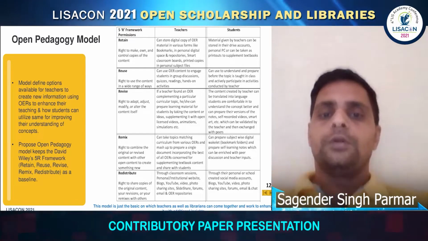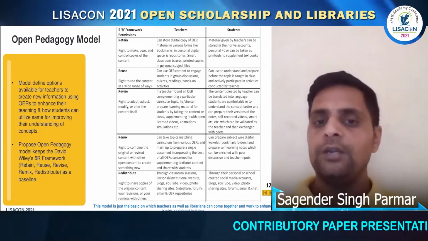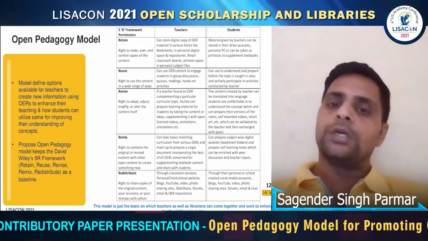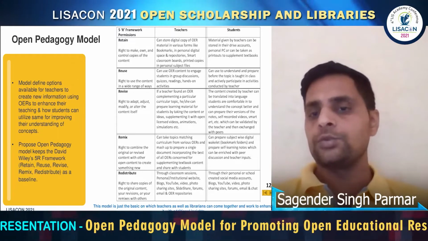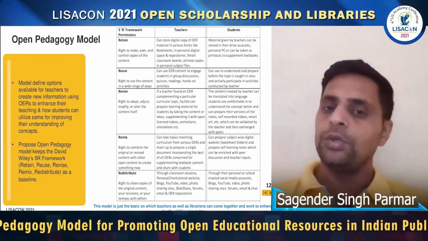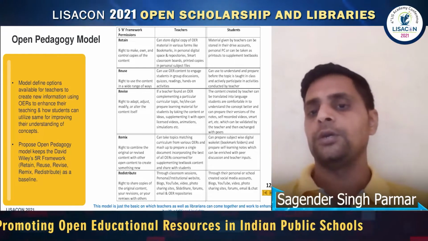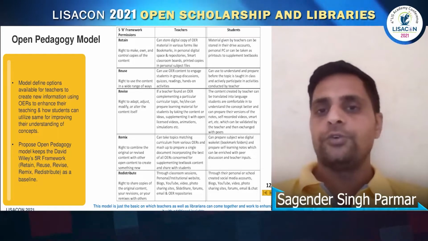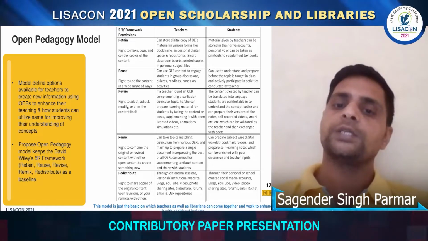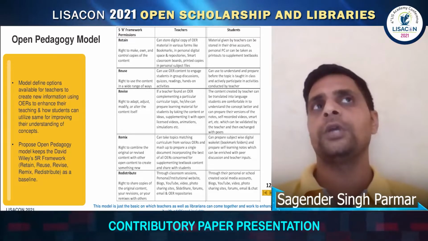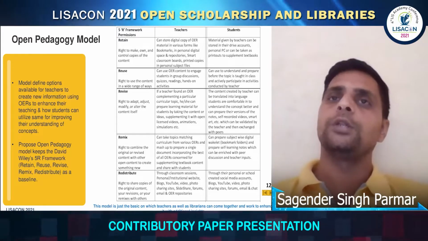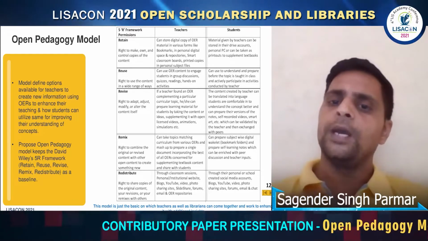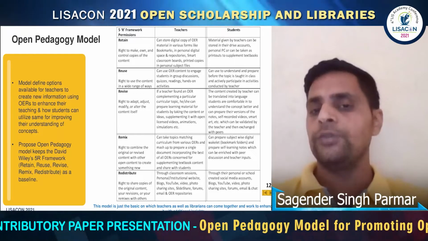The permission on remix is a kind of right to combine the original material or revised content with other open content. So a teacher can take topics matching the subject syllabus from various OERs. He can mash up and prepare a new document, which means when he has collected content from 3 or 4 different websites and open license content, and he feels this particular content is really suitable for my syllabus, he can collect the same topic from 3 or 4 resources and prepare a new resource. And the same thing he can share with his students.